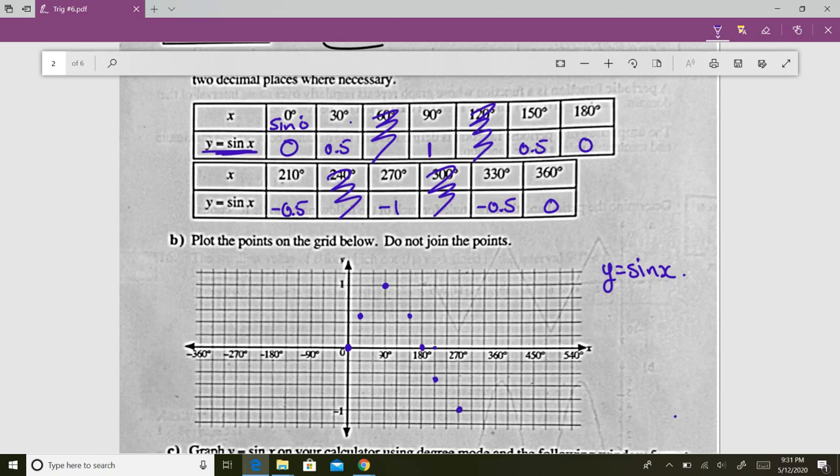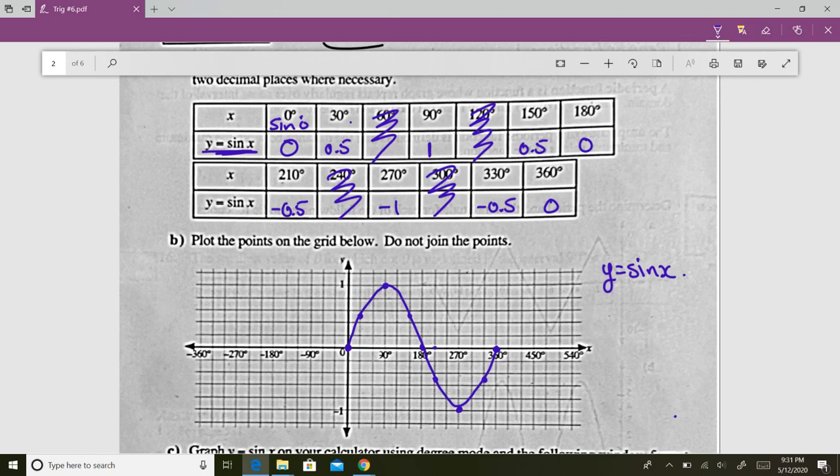330 gives me negative 0.5. And 360 gives me 0. So if you connect those points, that is your sine graph. That is the basic sine graph between 0 and 360 degrees.